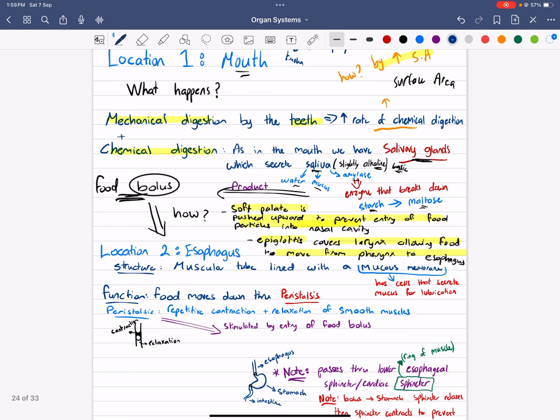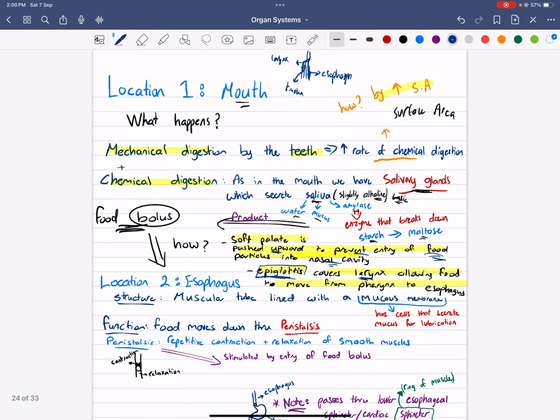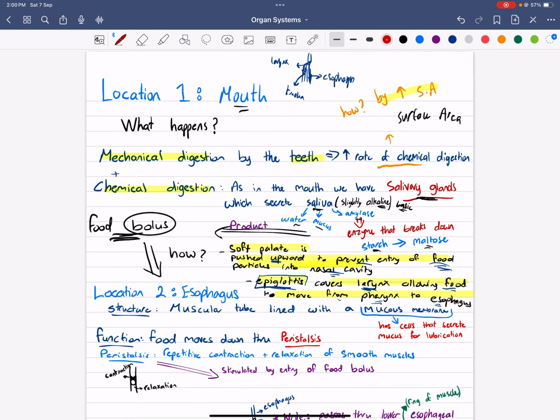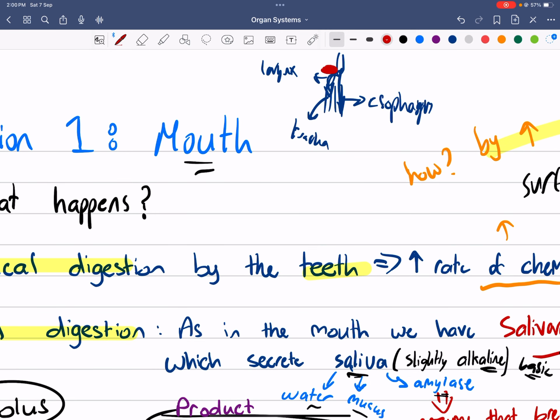Our soft palate is pushed upward to prevent the entry of food particles into the nasal cavity, so into our nose, and we have a small flap of muscle called the epiglottis. This epiglottis covers the larynx. As we said, the larynx is on top of the trachea, allowing the food to move from the pharynx to the esophagus directly. So you're going to have a flap like this, the epiglottis. It's usually upward like this. That's why we breathe. However, when we eat, this closes and covers the larynx, so the food bolus is transported from the mouth into the esophagus, so pharynx, then the esophagus.